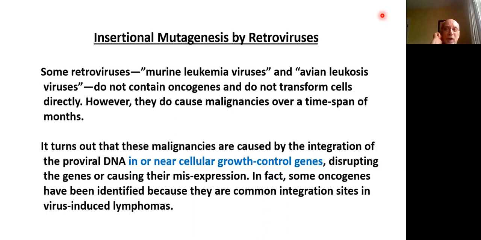And it turns out that these malignancies caused by these non-transforming viruses are actually caused by integration of the proviral DNA in or near cellular growth control genes, disrupting the genes or causing their misexpression. This is what I mean by insertional mutagenesis of the cell by retroviruses. And some oncogenes, in fact, have been identified because they are common integration sites in virus-induced lymphomas. Is this clear?